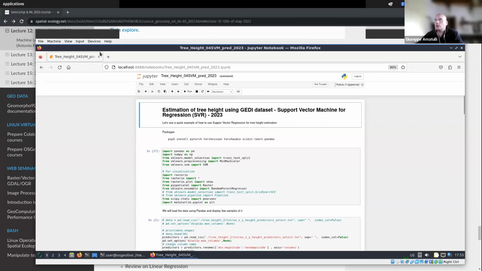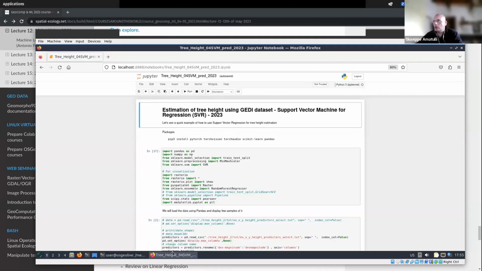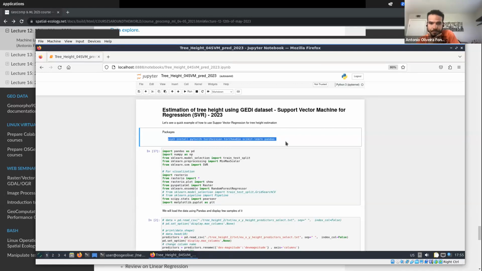So everybody should be able to see this one in particular. If you go under the typical MySC data exercise, you should be able to see the Jupyter Notebook, tree height for this one. And this is the one where you have to run the pip installation to be sure that you get all the different Python packages. Of course, you have to do it in the terminal, the bash terminal. Did I use PyTorch?